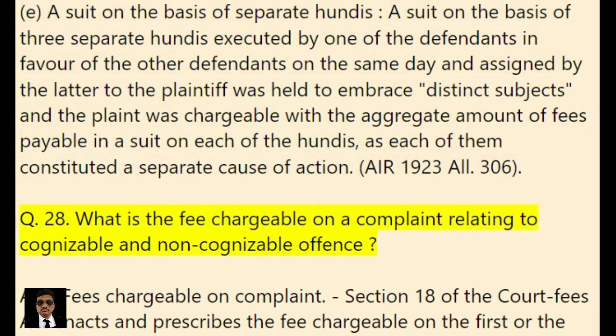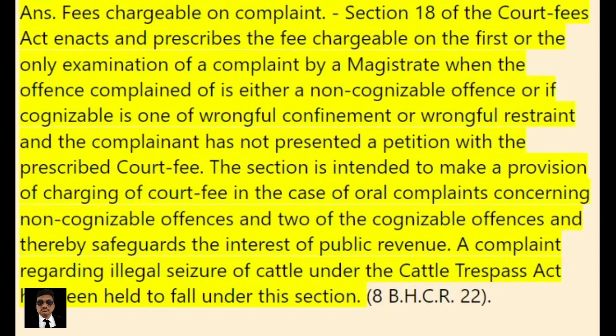Q28. What is the fee chargeable on a complaint relating to cognizable and non-cognizable offence? Ans. Fees chargeable on complaint. Section 18 of the Court Fees Act enacts and prescribes the fee chargeable on the first or the only examination of a complaint by a magistrate when the offence complained of is either a non-cognizable offence or, if cognizable, is one of wrongful confinement or wrongful restraint and the complainant has not presented a petition with the prescribed court fee.